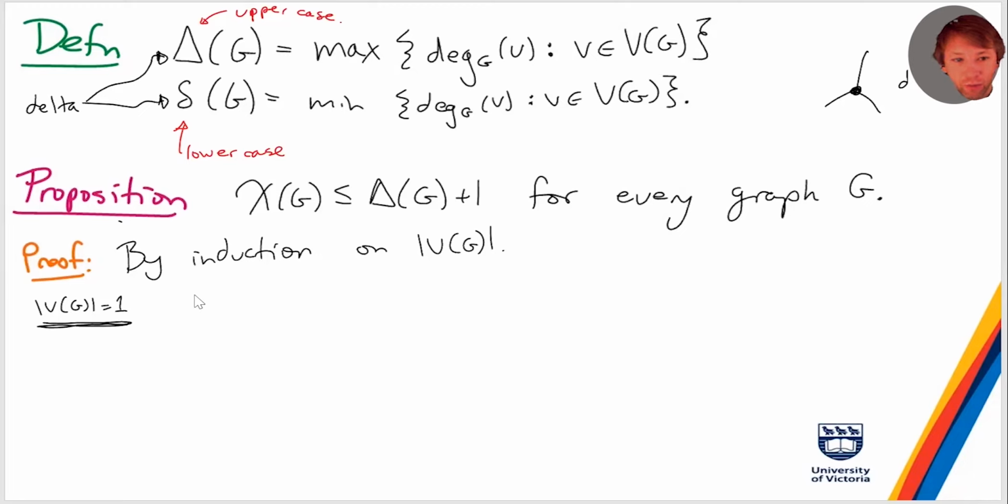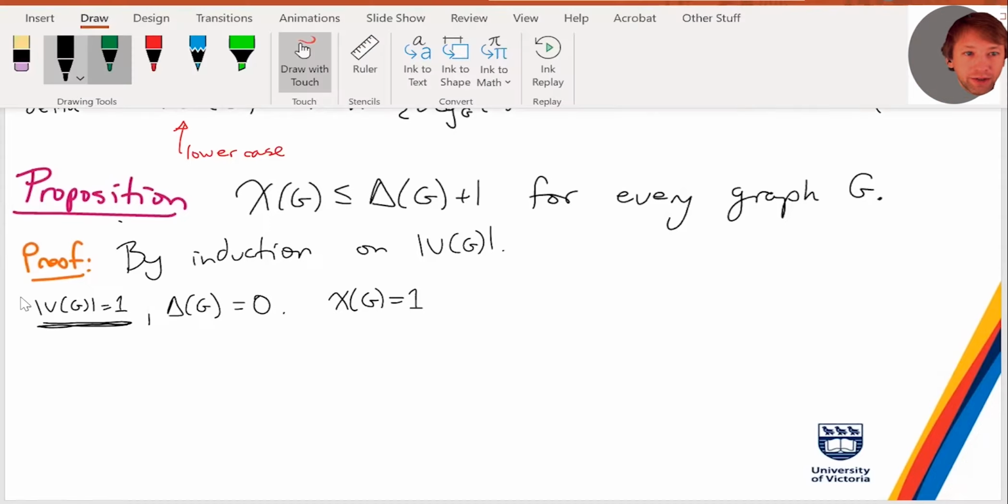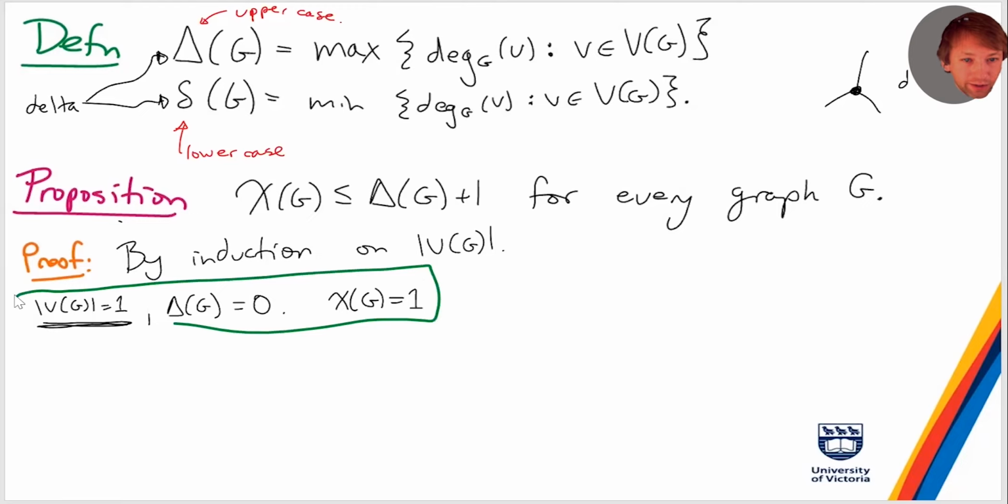What is delta of G if I have a graph with one vertex? Remember, it's a graph, not a multigraph, so there are no loops. So if I have one vertex, I don't have any edges, so delta of G is 0. The chromatic number of G is 1, because to color one vertex I need one color, but I don't need two colors because there's only one vertex. So in this case it checks out. In fact, it's equality. So this is the base case, and it's done.